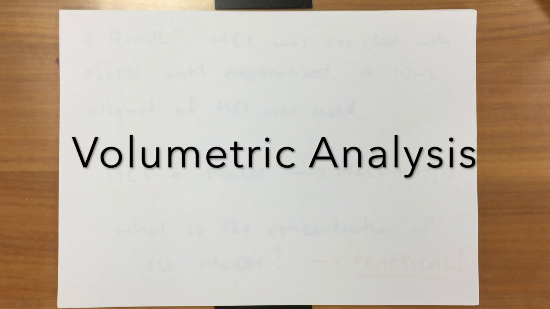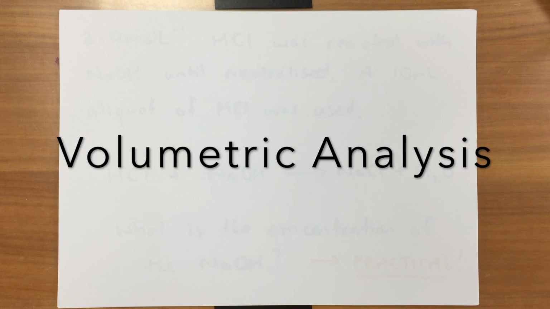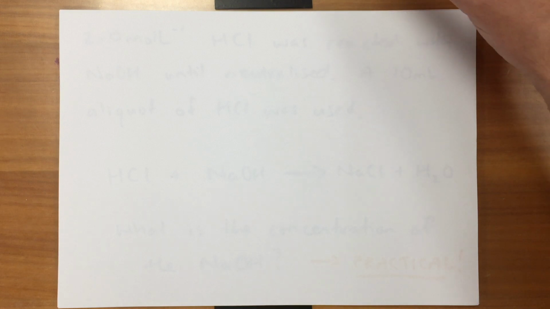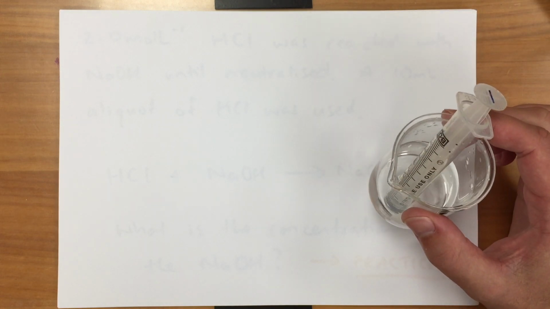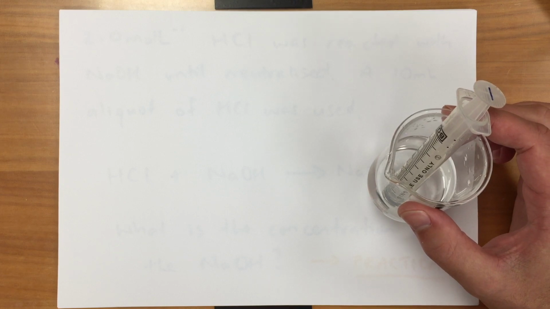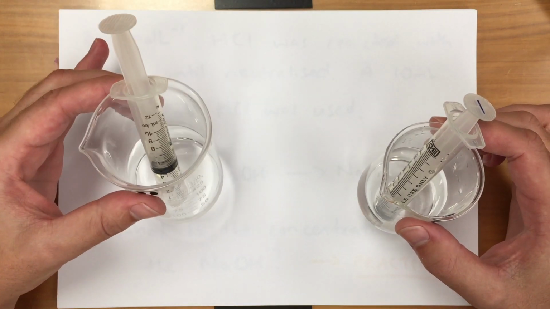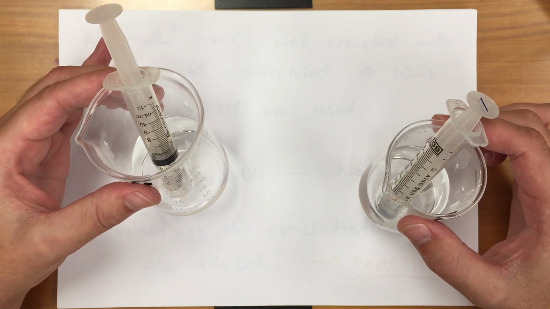Hi Year 12. In this video we're going to look at volumetric analysis. What is volumetric analysis? Well, essentially it's taking one solution of a known concentration, in this case 2.00 mole per litre hydrochloric acid, and using it to find the concentration of an unknown solution. It's sodium hydroxide, but I'm not sure what its concentration is.